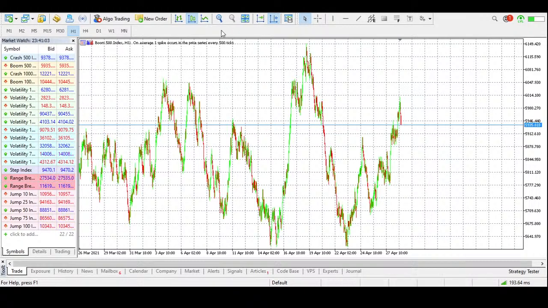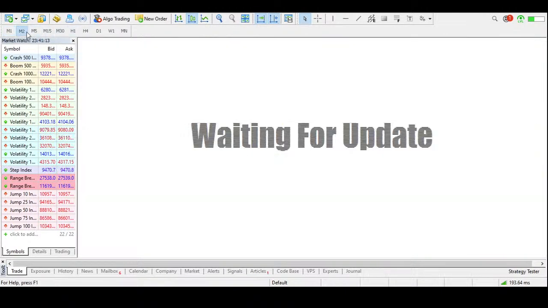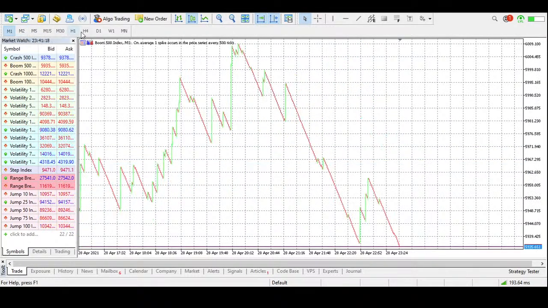Yes, and if you want to scalp, M1 is the best. M1, M5. Now I added M2. Let me move to the current time frame. So this is how M2 looks. If you want to add M2 or other odd minutes, you can right click and then customize.